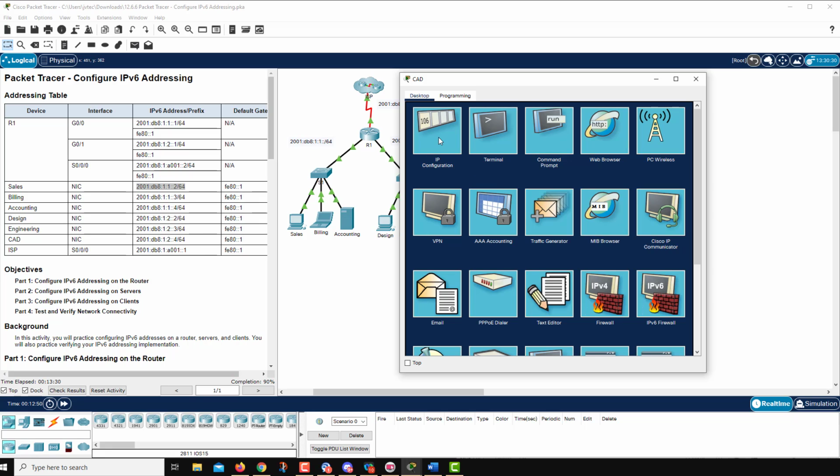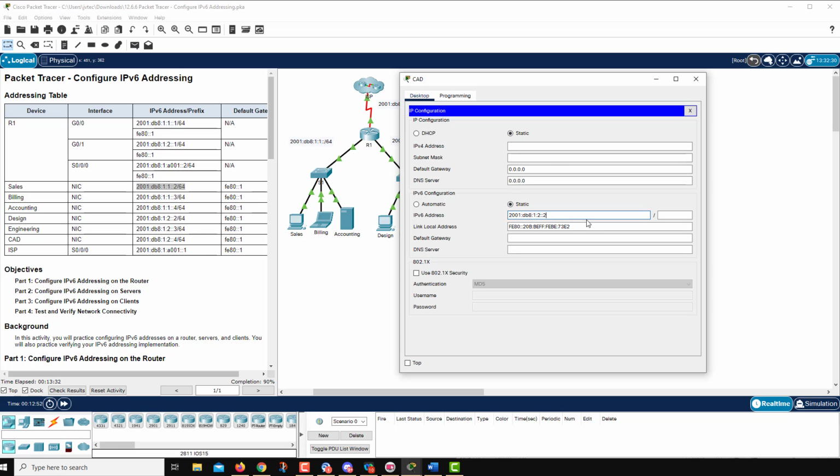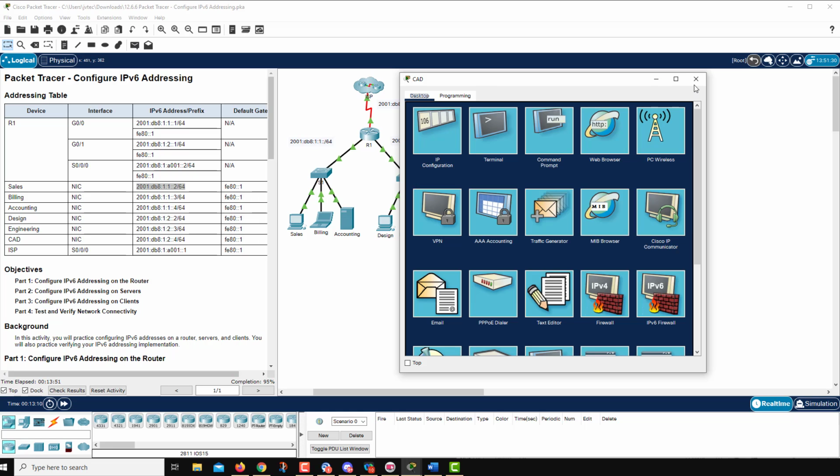So we'll go ahead and do our IP config. And we'll take IPv6 ::4 /64. You see the server here is auto-populating its link local address using its MAC address with EUI-64, which means pad it with an FFFE. Default gateway is still router 1, FE80::1. Cool. And that's looking good.